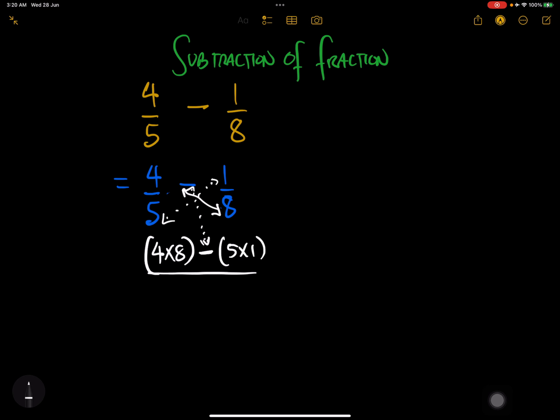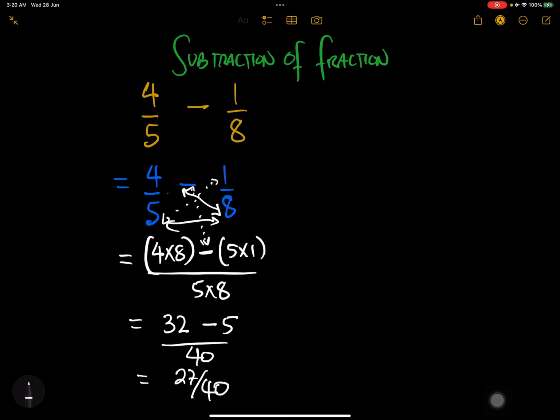And then we divide everything by 5 times 8. We multiply the 5 and 8 together. Remember, 4 times 8 is 32, minus 5 times 1, which is 5, divided by 5 times 8, which is 40. And then we end up getting 27 over 40. 27 over 40. I hope that one helps.